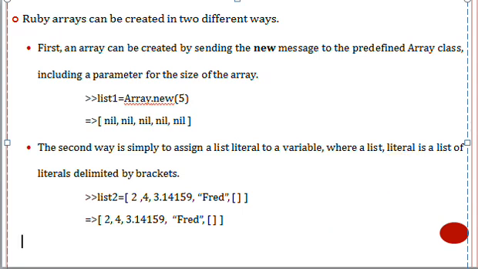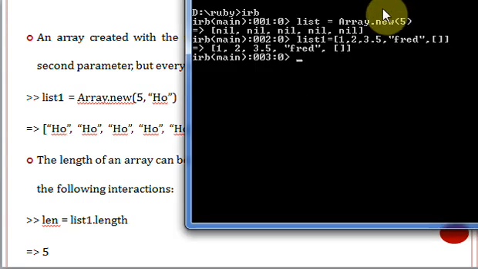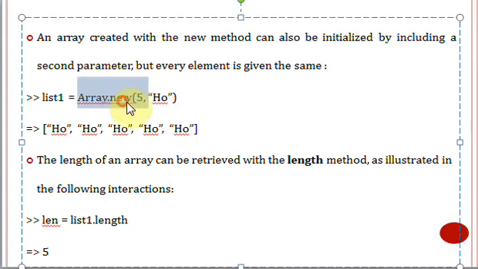Next, an array created with the new method can also be initialized by including a second parameter. In the first method, what did we say? You're passing a message new to the class Array, and you're also passing the size of the array. That is what we already saw, right? So along with the size, you can also pass some data.